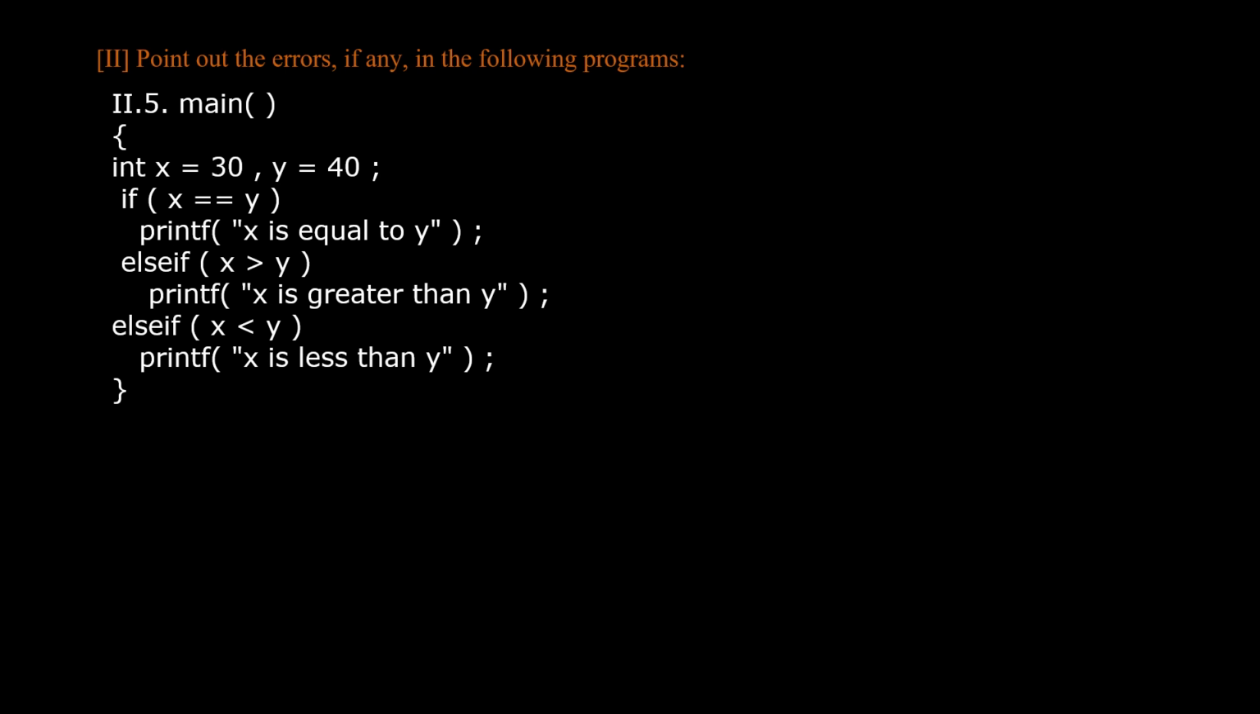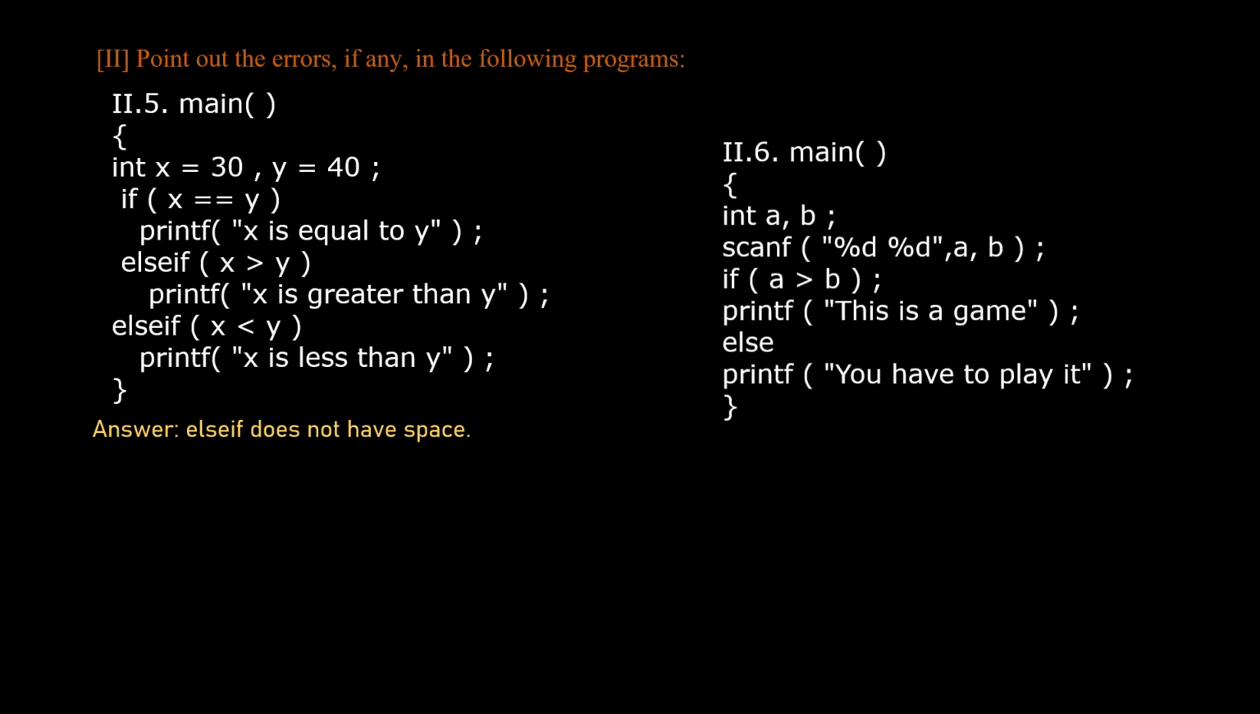X is equal to 30, y is equal to 40. If x is equal to y, printf x is equal to y. Else if x is greater than y, printf the same thing. If x is less than y, print this line. So is there any error in this or is this program fine? Yes, there is an error because space is mandatory between else and if.